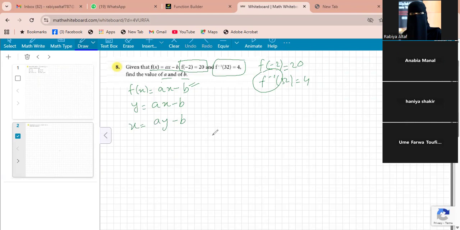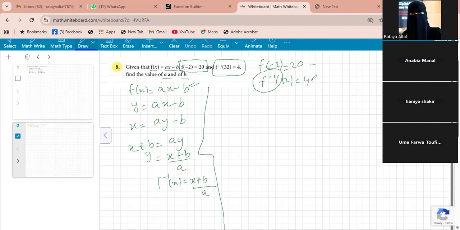So shift all the values one by one towards the other side. First, we are going to take this minus b. This will be positive b. And then we need to take a over there, so it will be divide, right? And the last step is we will replace this y with f inverse of x. So this will be x plus b upon a. So this is all about the inverse function.